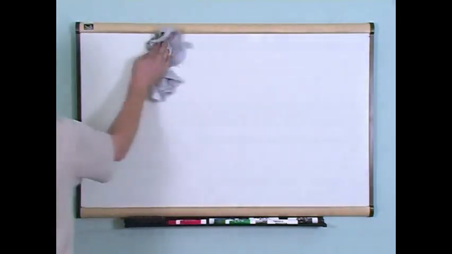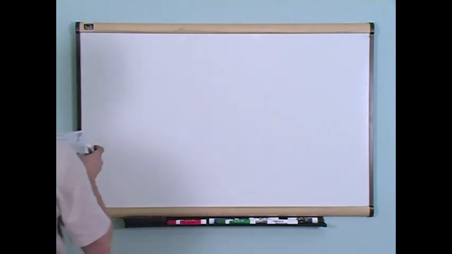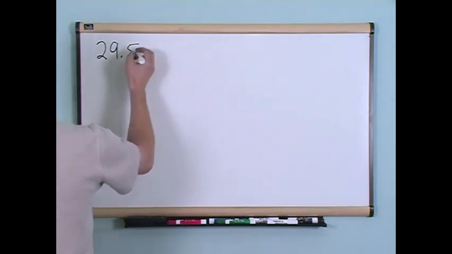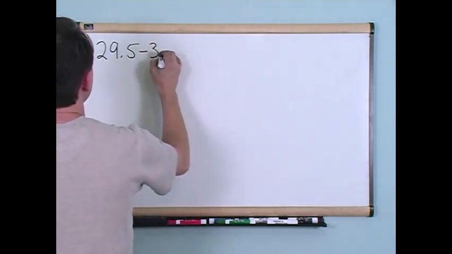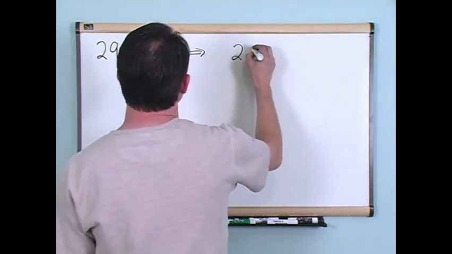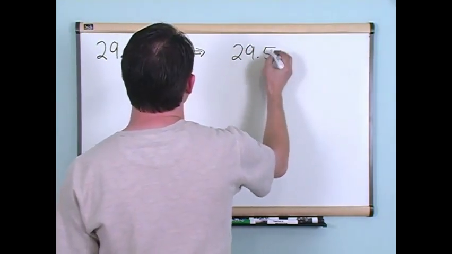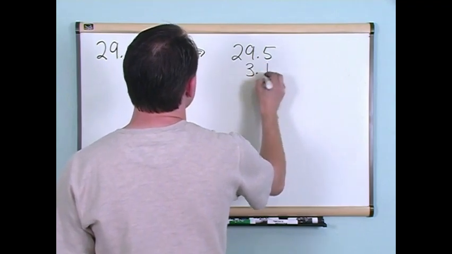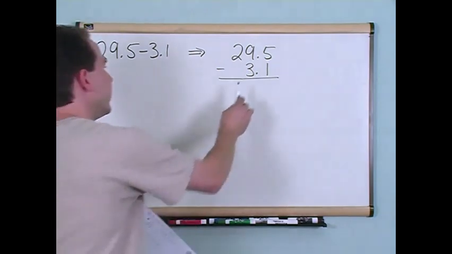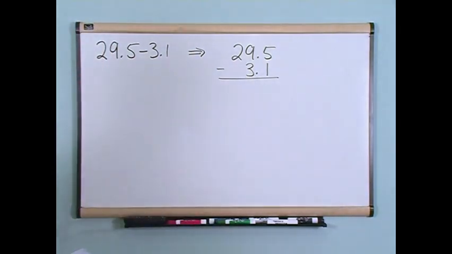The last addition and subtraction problem I'm going to do is going to be, what if you had 29.5 minus 3.1, okay? And so you would write, just like always, the bigger number on the top, 29.5 on the top, and then 3.1 on the bottom, and you're going to subtract them. And you line these decimals up. That's what you do, okay?